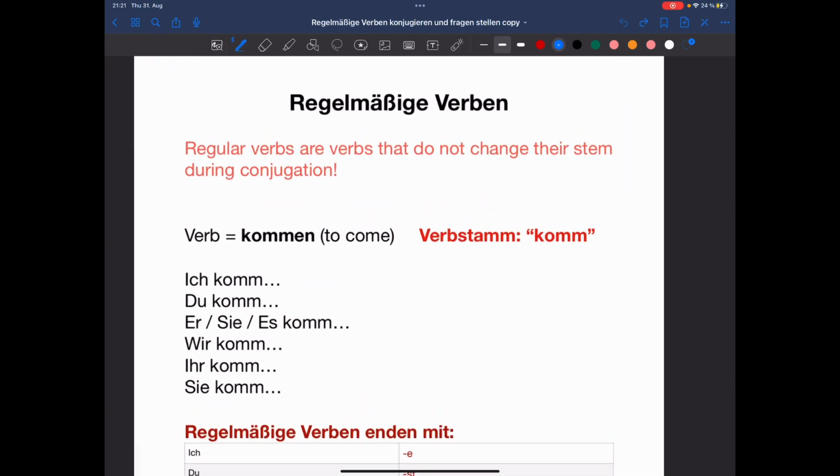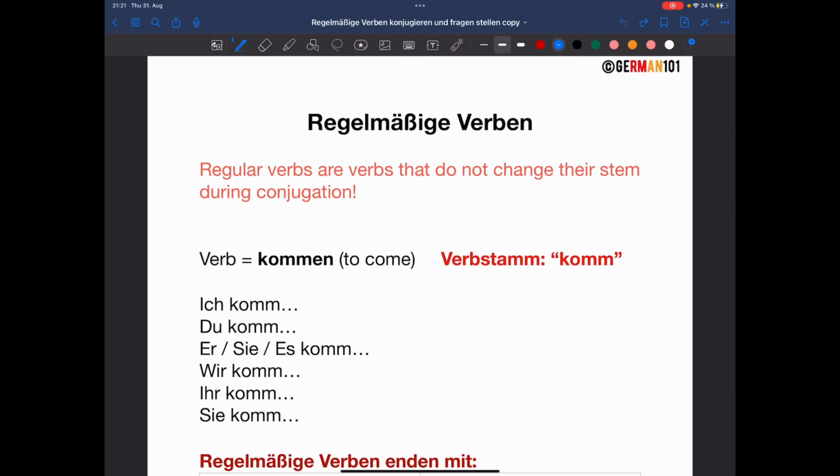Okay, so first let's answer the questions. What are regular verbs? Regular verbs are verbs that do not change their stem during conjugation. Now you might wonder, what is a stem? The stem is basically the root of the word, or the verb in this case.